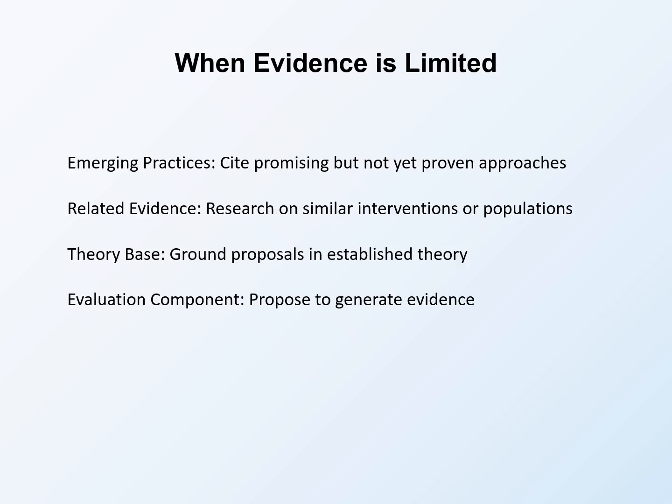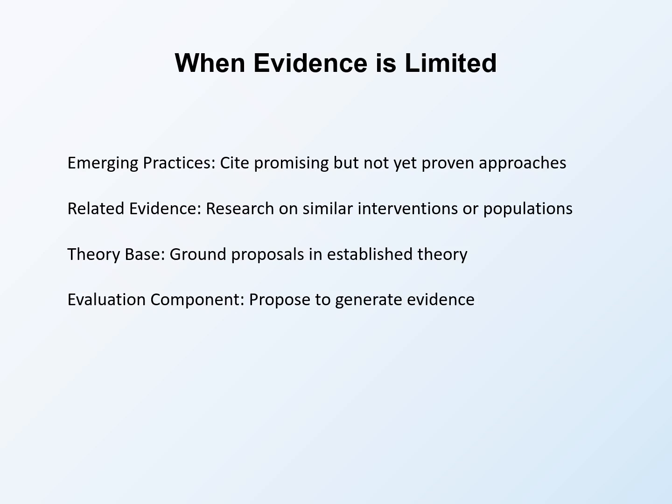Not every intervention has robust research support, particularly innovative approaches and programs serving under-researched populations. When evidence is limited, you can still build a credible case using several strategies. Cite emerging practices appropriately by identifying interventions that show promise but have not yet been rigorously evaluated. Be honest about the evidence level, using language like preliminary research suggests or early evidence indicates rather than claiming proven effectiveness. Some funders specifically seek to support promising innovations and appreciate this transparency.